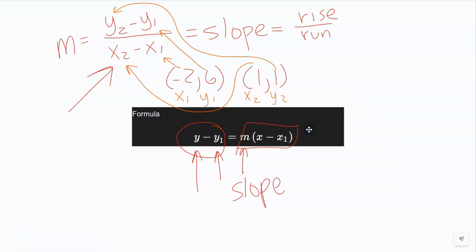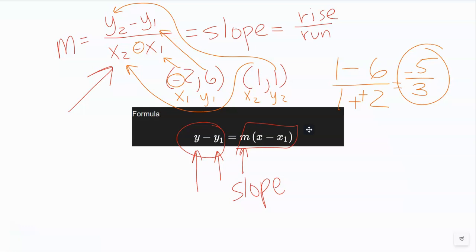So I'll do it in order. I have my y2, which is 1, minus y1, which is 6. So 1 minus 6 over 1 minus -2. Now be careful. Our x1 has a negative sign, as does our formula. So we have 2 negatives, which turns into a positive. So do some math. 1 minus 6 is -5, and 1 plus 2 is 3.